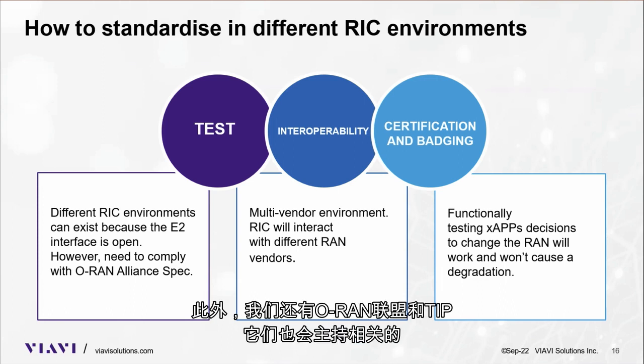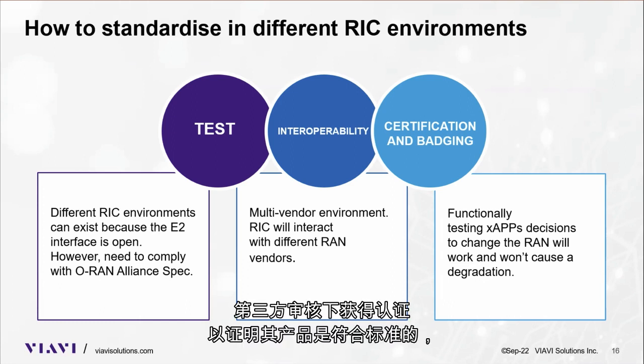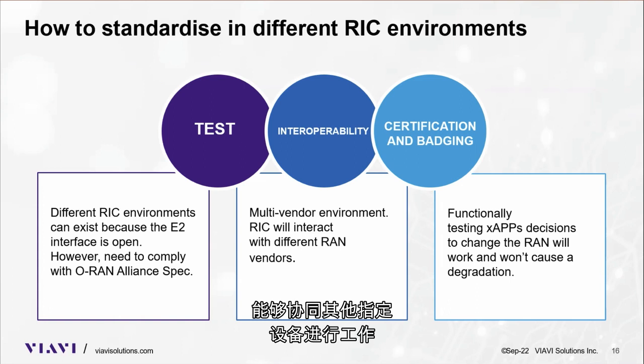And then we have O-RAN Alliance and TIP, which also host things called certification and badging, where Open RAN equipment such as RIC can be certified under third-party auditing to work against the standards and against other named equipment. And this too will pave the way for a quicker adoption of RIC and xApp products into the network.